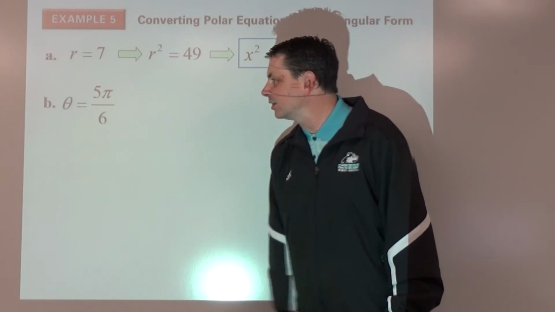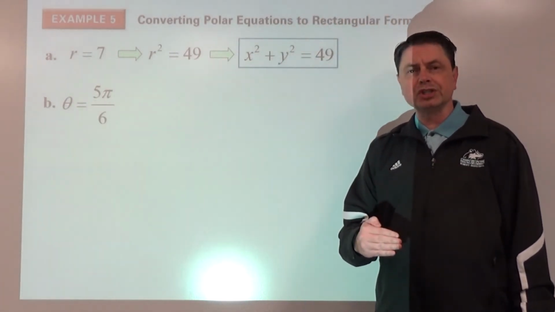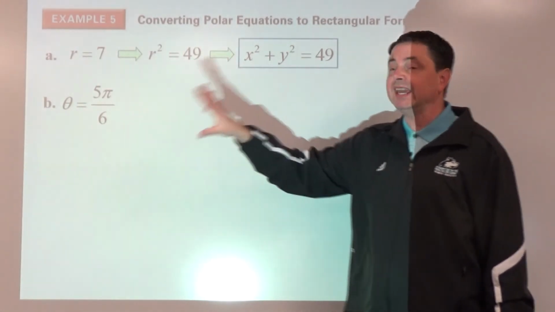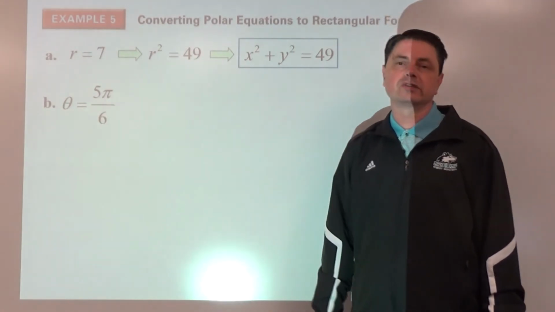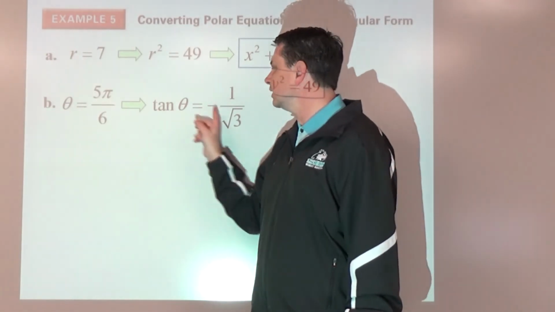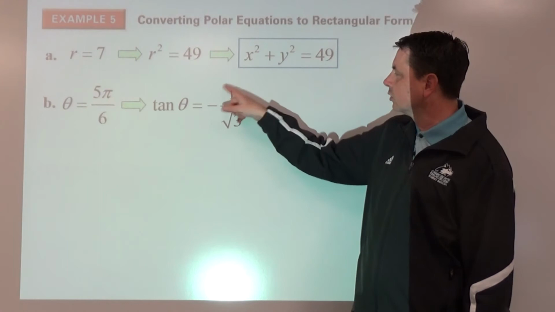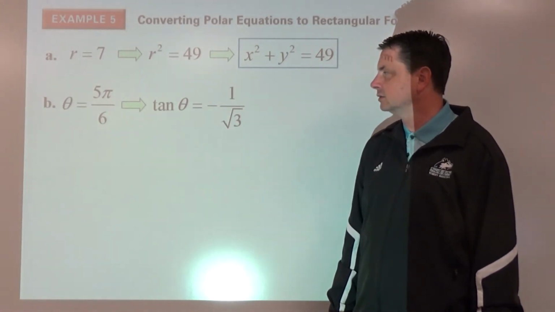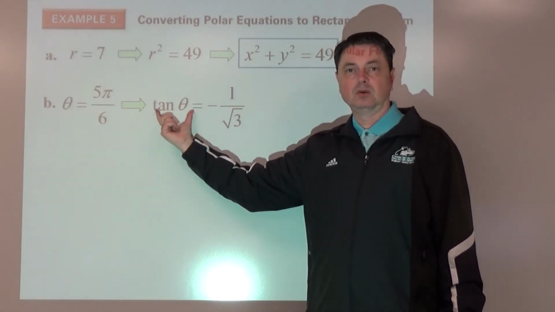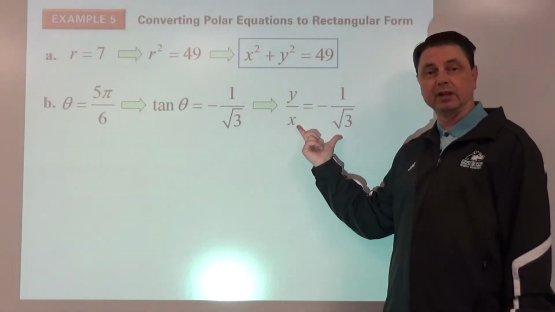All right, part B, theta equals 5 pi over 6. Well, our conversion has tangent of theta. So why don't we just take the tangent of both sides? So tangent of theta equals, now the tangent of 5 pi over 6, by our knowledge of the unit circle, is negative 1 over root 3. And now we can replace tangent theta with y over x. And that would probably be an acceptable answer.